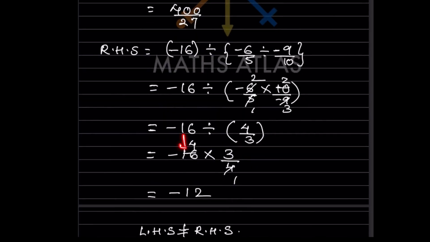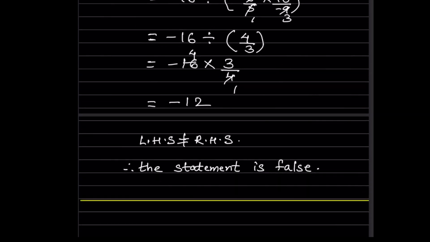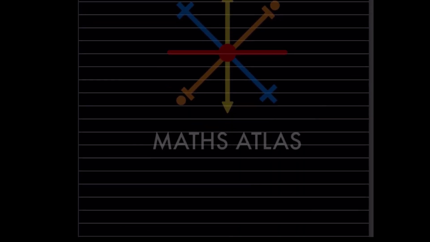So this will be same. This will be multiplication. This is going to get 3 by 4. 4 ones are, 4 fours are. So that will be minus 12. So what we can see, this is LHS, this is RHS. That is not same. So LHS is not equal to RHS. So the statement is false.